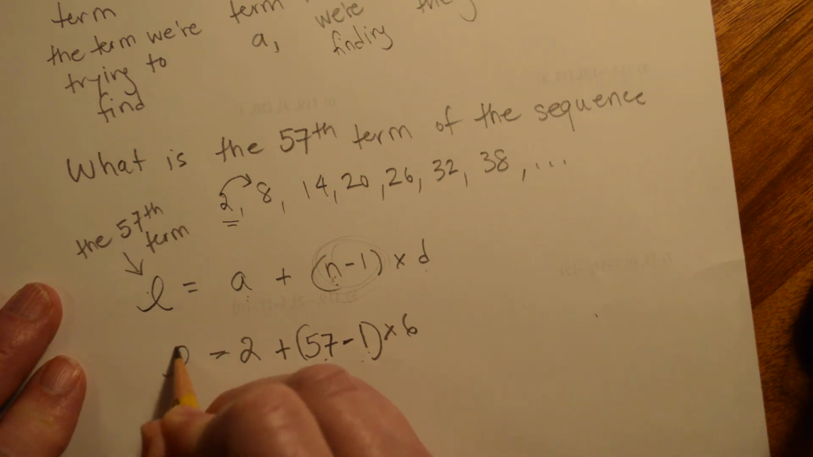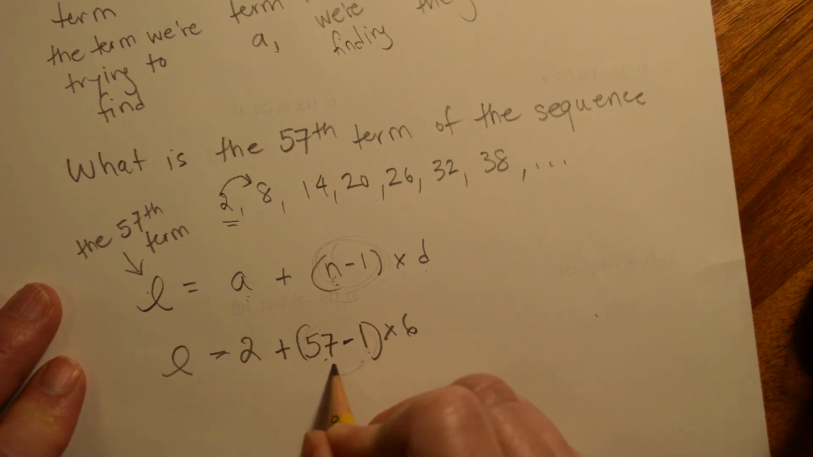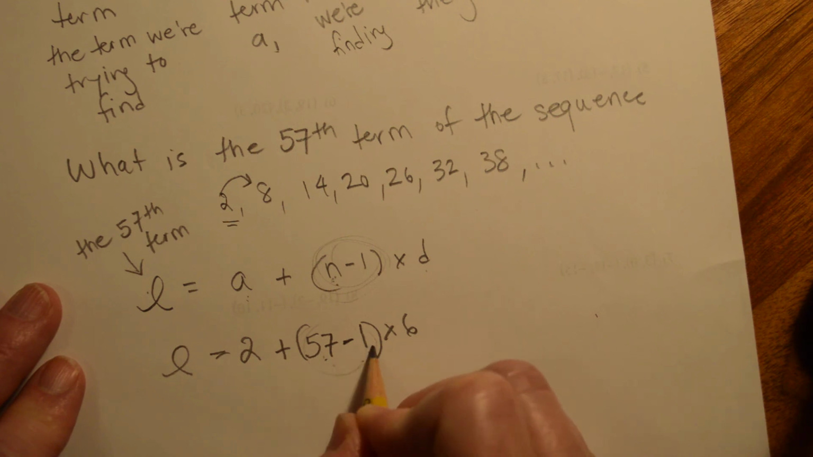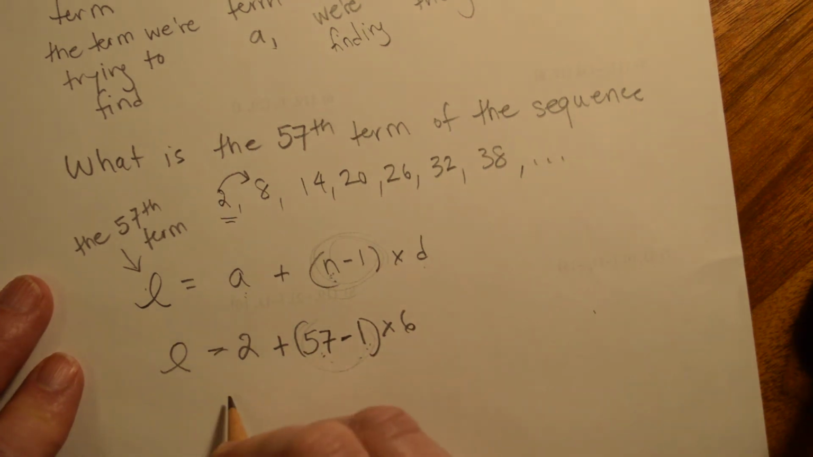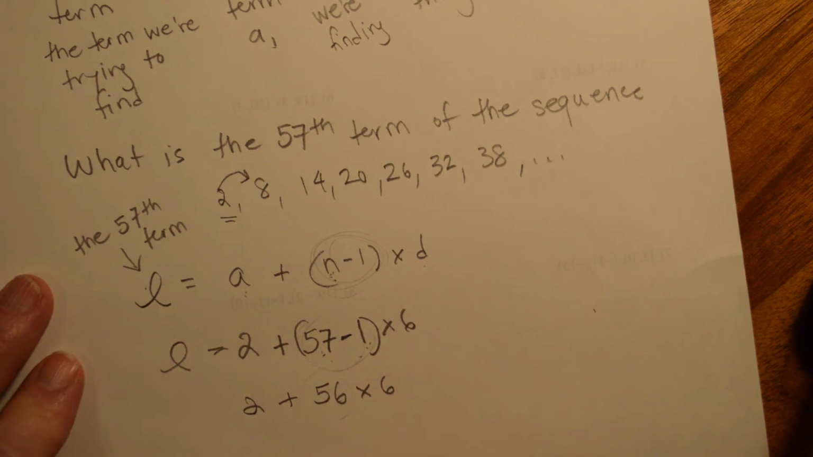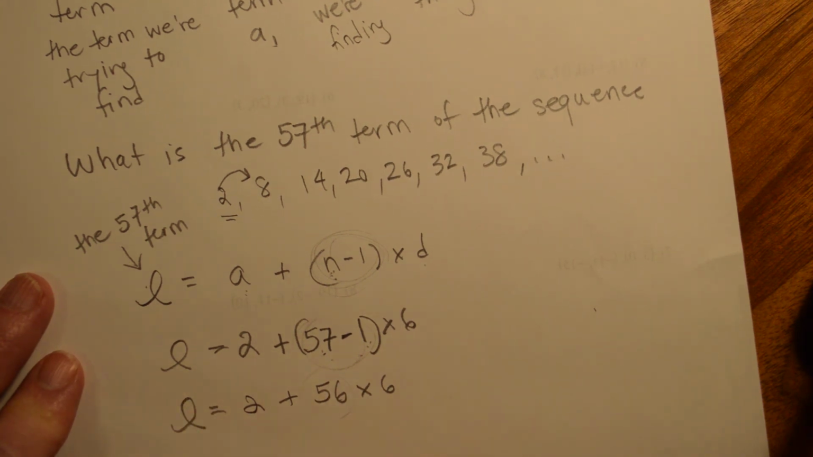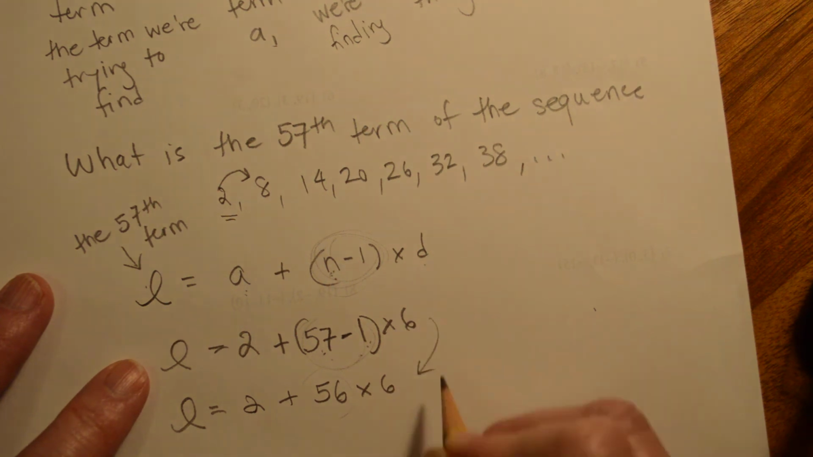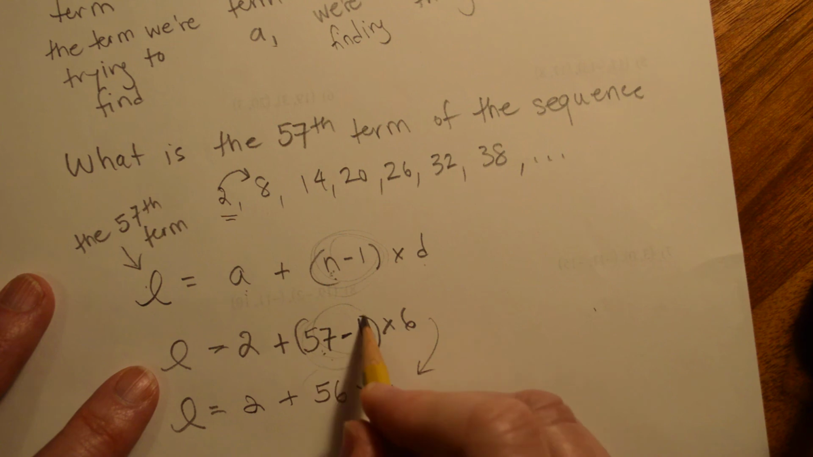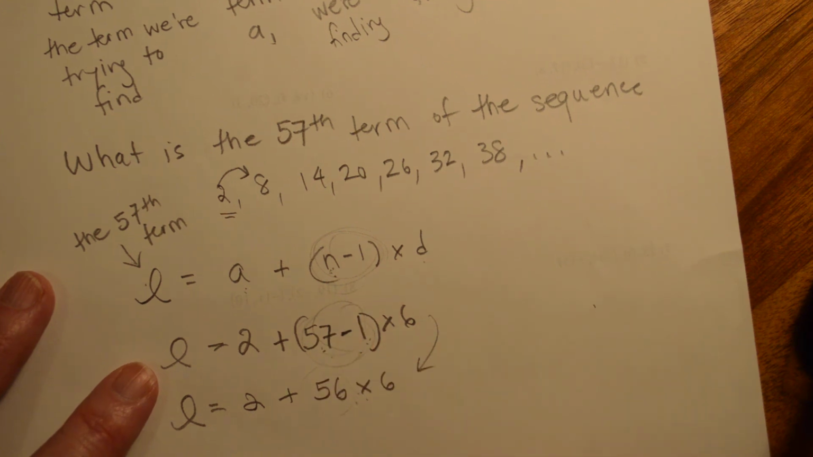Now, sometimes people say, well, I know that this is going to be 56 because if I'm looking for the 57th term, I just want one less. You could write this just as 2 plus 56 times 6 and not worry about doing the 57 minus 1. If you don't want to, you can just do that right away. Or you could write it out and then this would be your next step. So you could skip writing this out and just go directly to this.